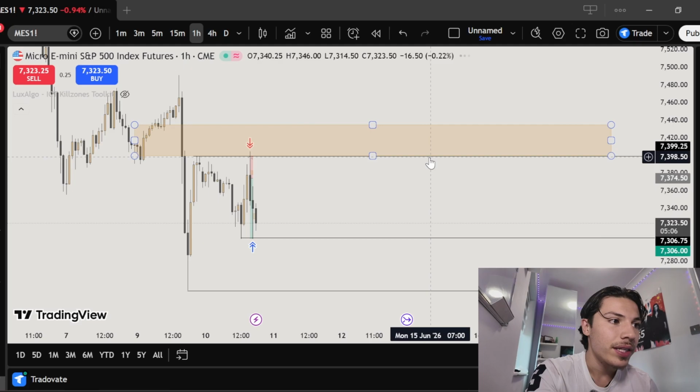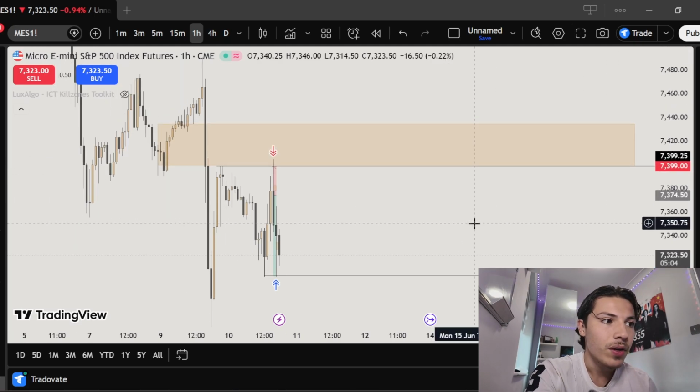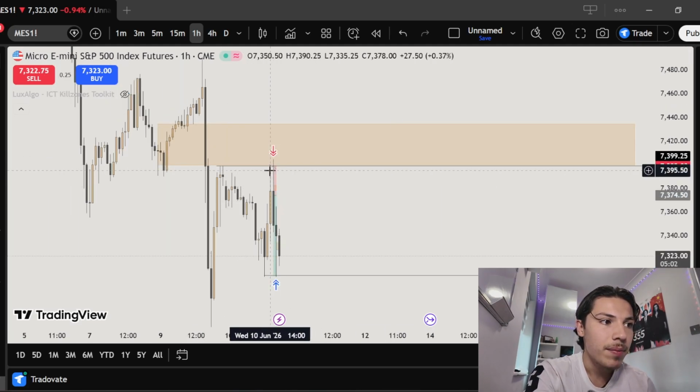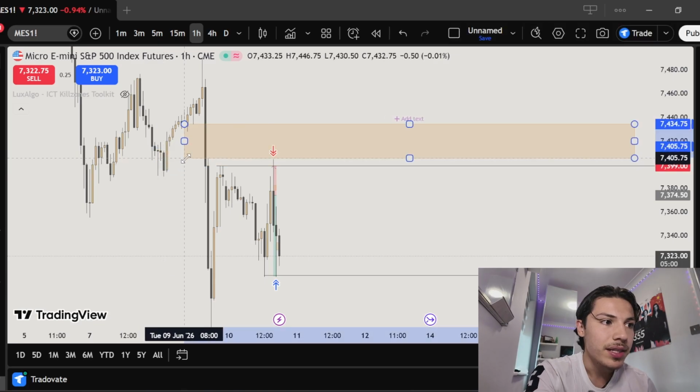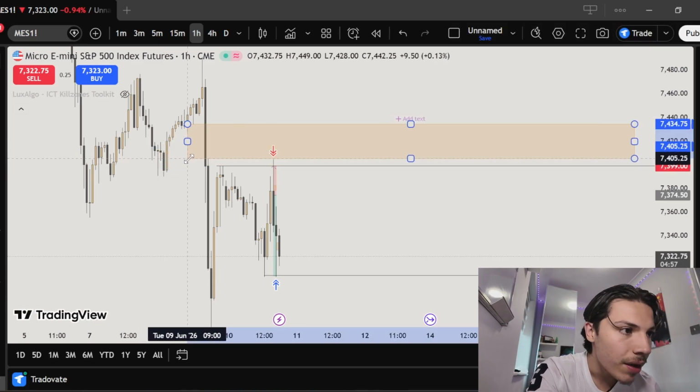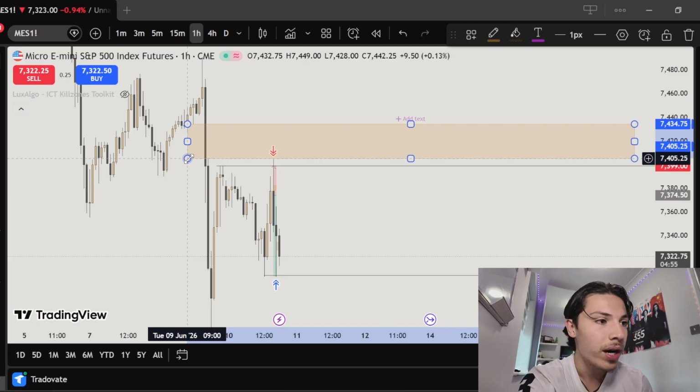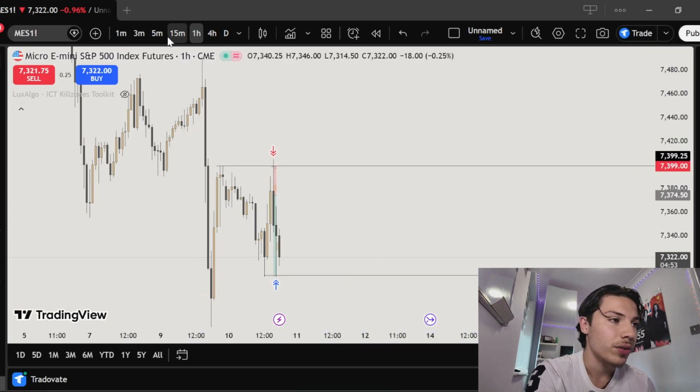If we then look at the hourly time frame, it's the exact same thing. We had this high, price came up. Oh, we didn't even tap into this hourly, but it doesn't matter because we tapped into the 4-hour and then we got that solid rejection.